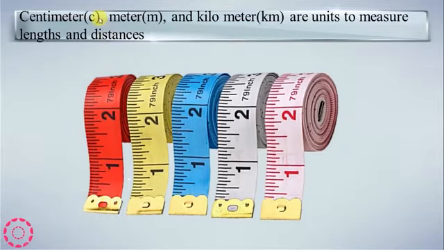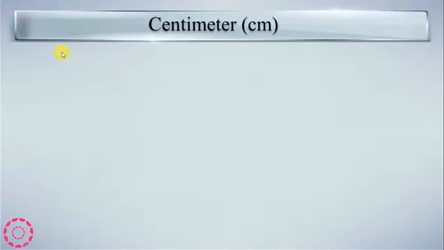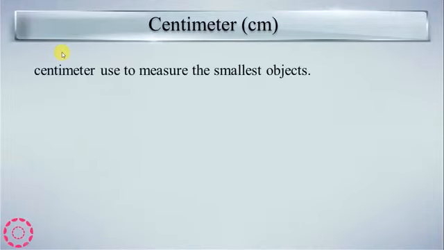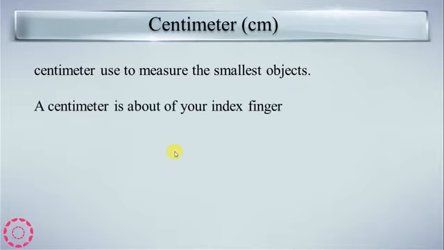Centimeter, meter, and kilometer, with the symbols cm, m, and km, are units to measure length and distance. Centimeter is a small measure used to measure small objects. Centimeter is about the width of your index finger.